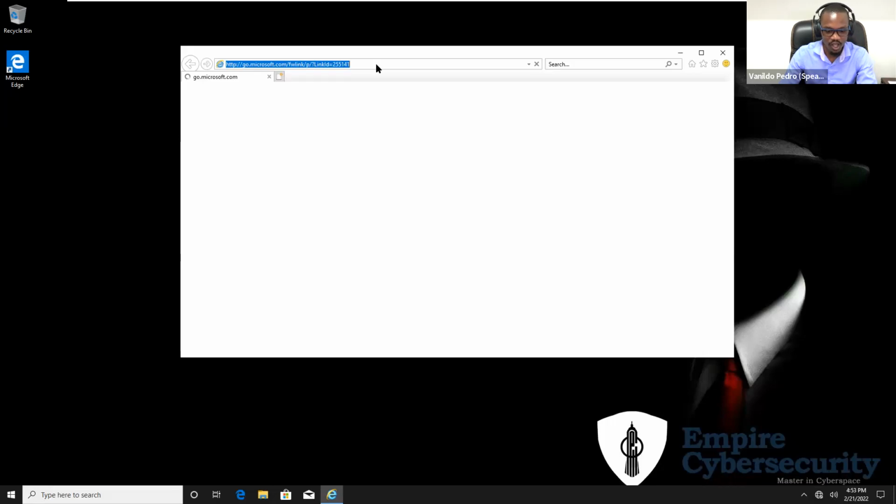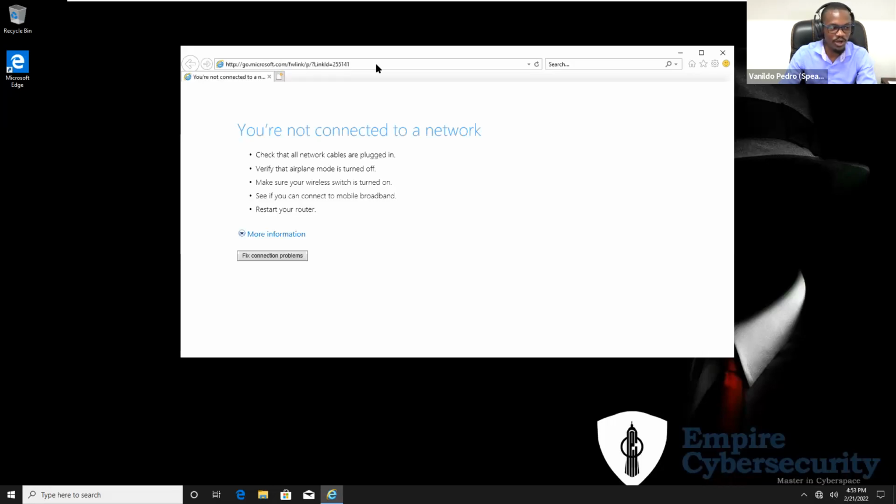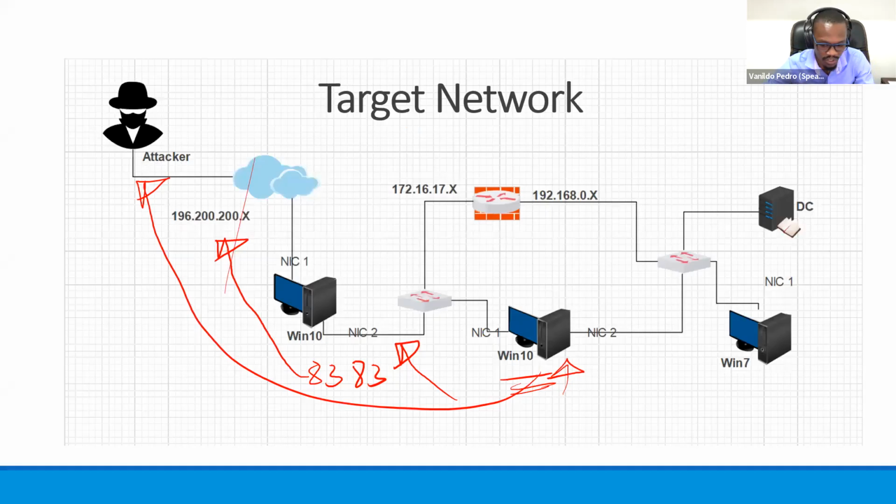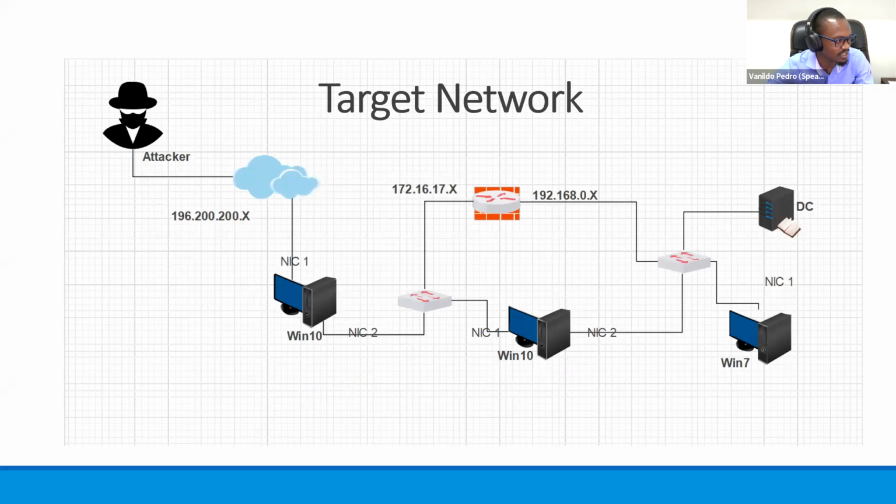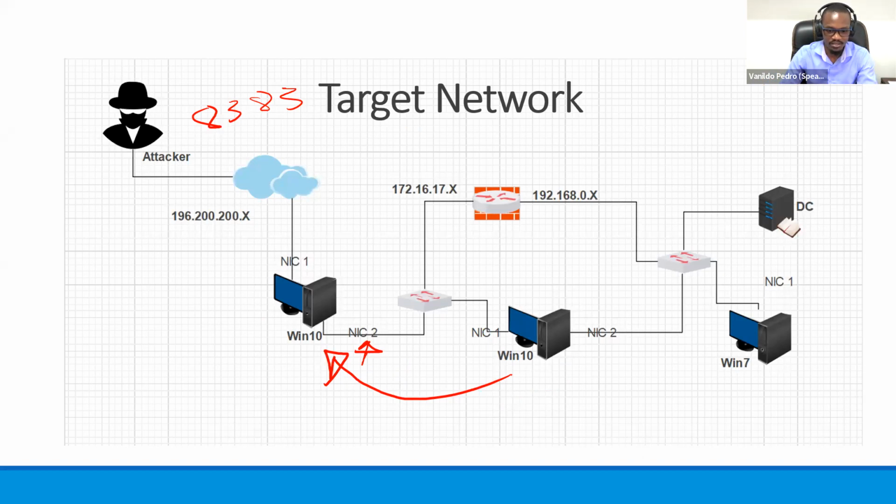That's the question. Which IP address do we have to send the request to? If this machine wants to access the port that is running here, 8383, it has to send the request to the IP address that is assigned on this network, because it's the IP address that is configured on the route. So let's do that.